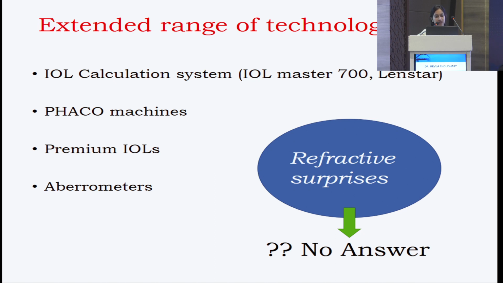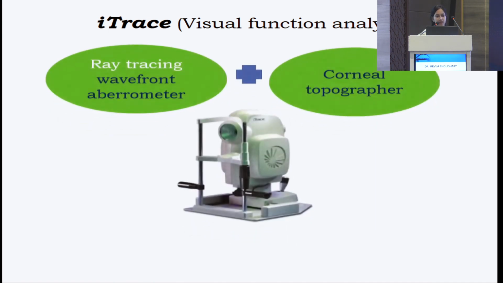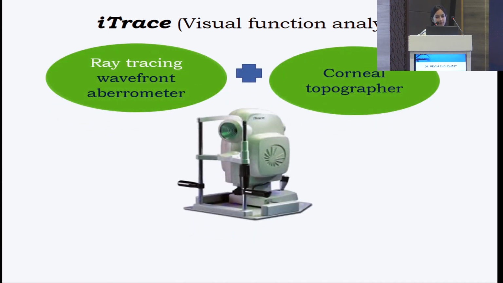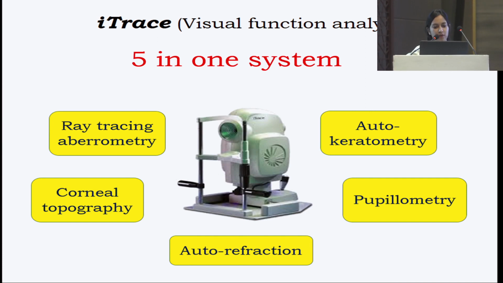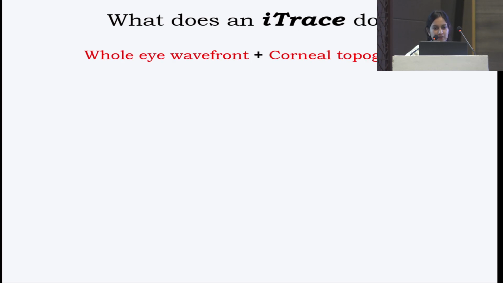And to answer this comes the help of Eye Trace, which is an aberrometer with a corneal topographer. It is a 5-in-1 system which gives us ray tracing aberrometry, the whole eye wavefront, corneal topography, autorefraction, autokeratometry, and also pupillometry.